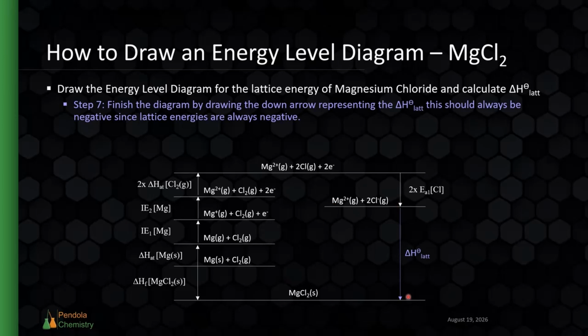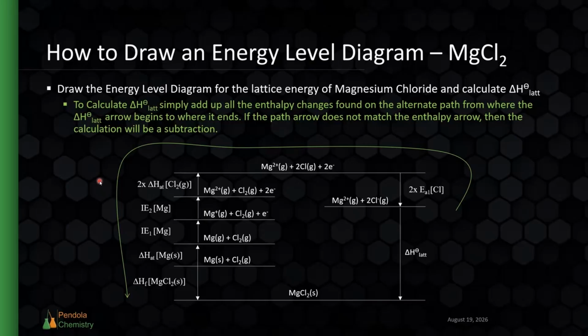And delta H lattice, as we saw earlier in section 1, is always going to be exothermic. It's always going to be negative, pointing down. So make sure that you're showing that in your diagram. This is pointing down. And now we have our completed energy level diagram. We have the enthalpy change of formation, just like we had in the Hess cycle. We have the lattice energy, like we had in the Hess cycle. And we have that delta H1 going around here that we had in the Hess cycle as 4 different steps.